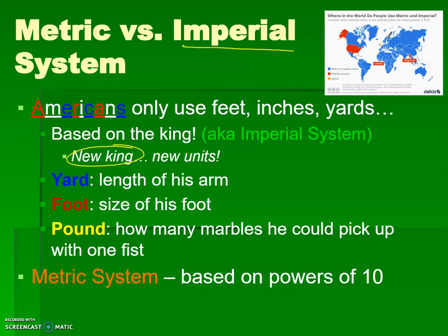All right, back in the day, before it was completely standardized, the yard was the length of the king's arm, the foot was the literal size of his foot, and the pound was how many marbles he could pick up. But with our metric system, we are using some sort of base unit, and then we have prefixes that are basically powers of 10. And the rest of the world is using it, so we really need to switch. So maybe you guys can make that happen as you get older.